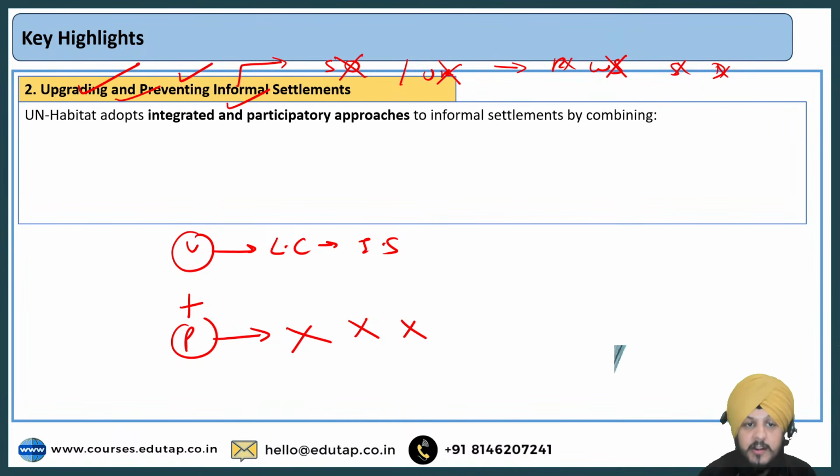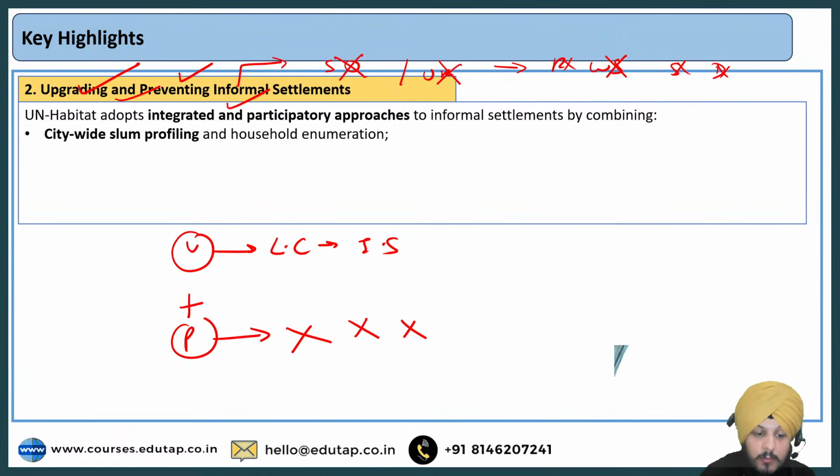So UN Habitat adopts an integrated and participatory approach. It provides city-wide slum profiling. What do you mean by slum profiling?